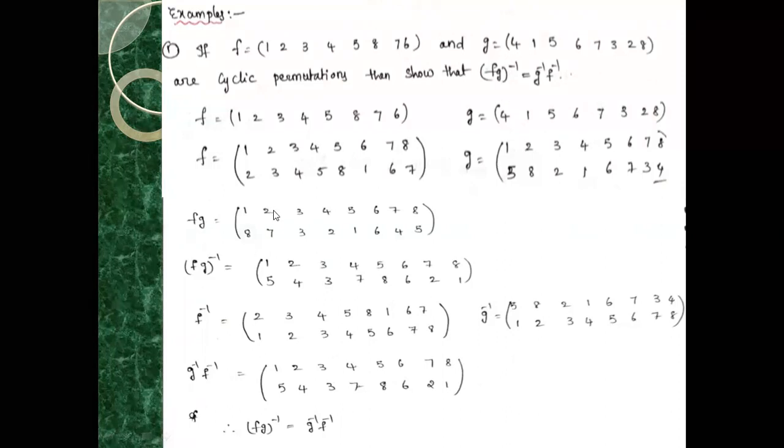Next, 2 is mapped to 8 and here 8 is mapped to 7. So 2 to 7. 3 is mapped to 2 and 2 is mapped to 3. So 3 to 3. 4 is mapped to 1, 1 is mapped to 2. So 4 to 2. 5 is mapped to 6, 6 is mapped to 1. So 5 to 1. 6 is mapped to 7, 7 to 6. So 6 to 6.